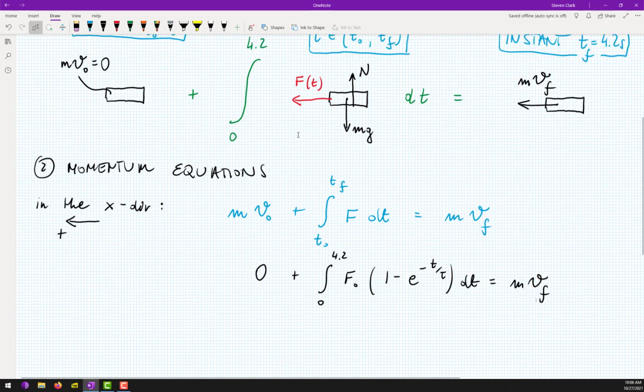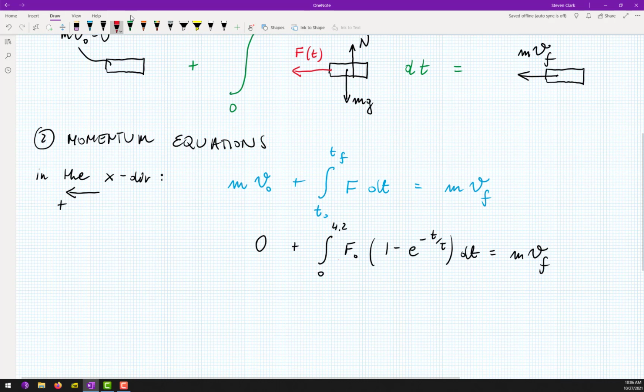Okay, this thingy is constant. This guy is constant. So let's just put it outside of our integral. Yeah, we can just place it in front of the integral. Okay, if I remember correctly from school, this will be equal to f0 times (t plus tau e to minus t over tau) from 0 to 4.2. This is equal to mvf.